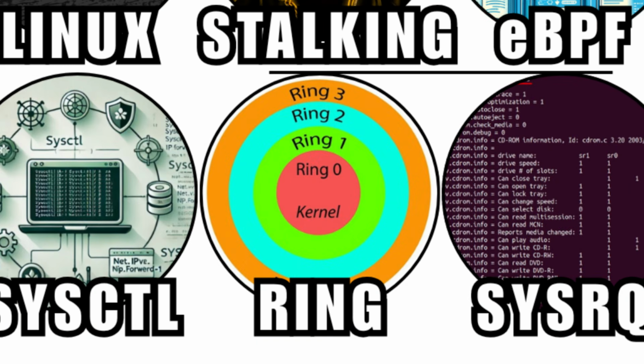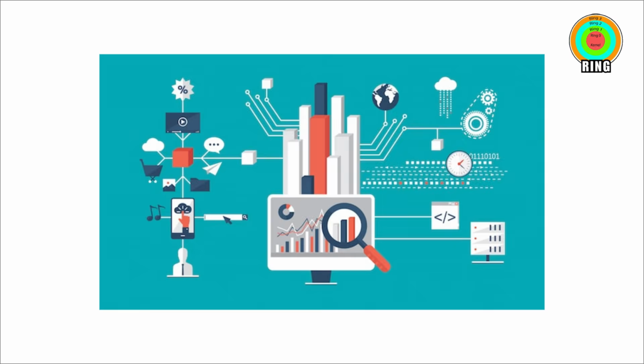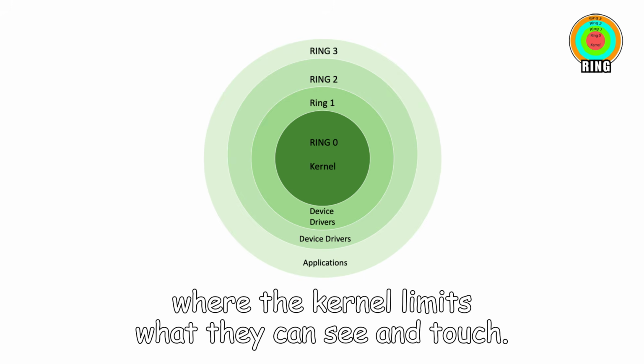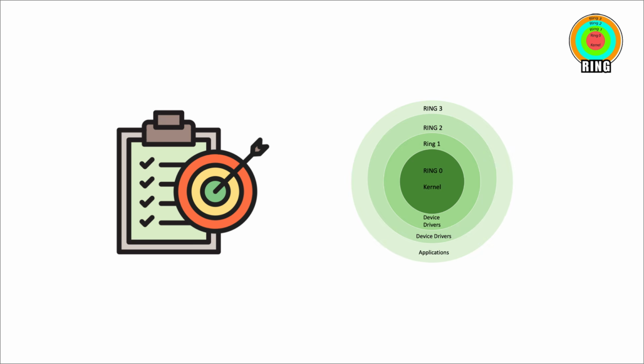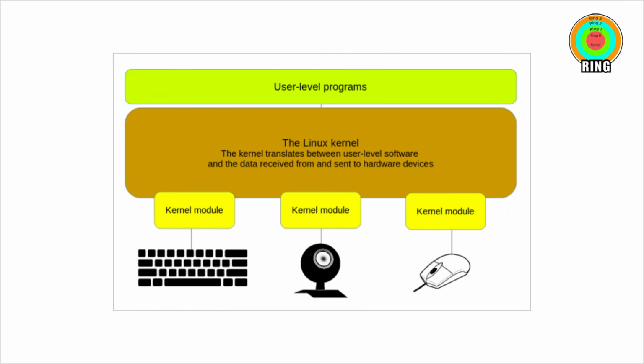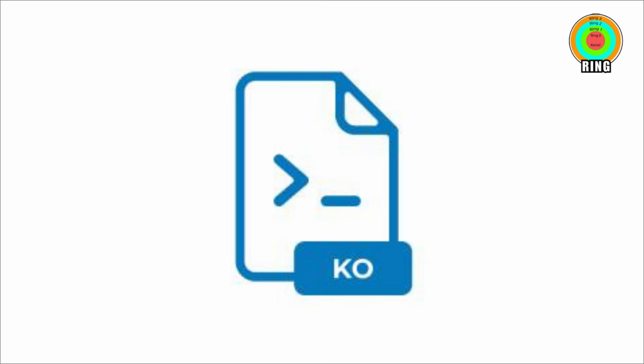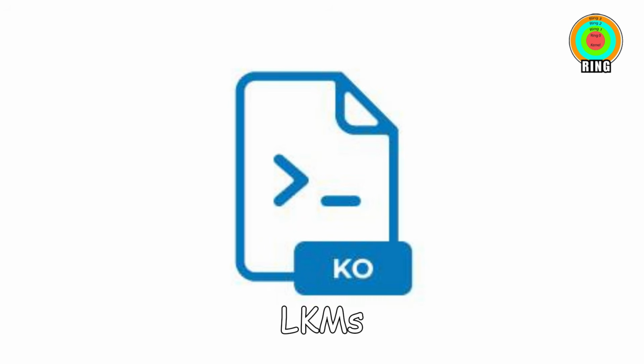Living in Ring 0: loadable kernel modules. User applications run in a restricted environment called Ring 3, where the kernel limits what they can see and touch. The ultimate goal of extreme system manipulation is escalating all the way down to Ring 0, the CPU's maximum privilege level, where the kernel itself resides. The native mechanism for doing this is through loadable kernel modules, or LKMs.